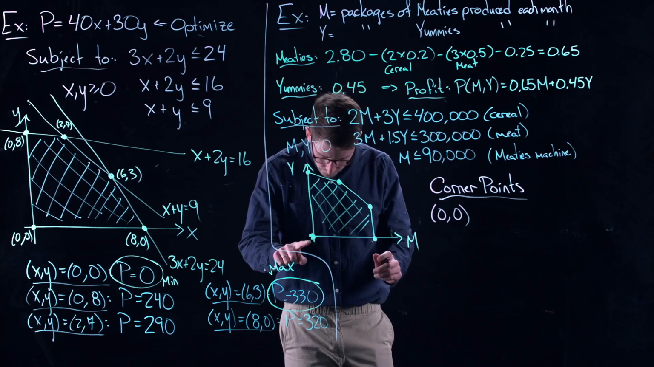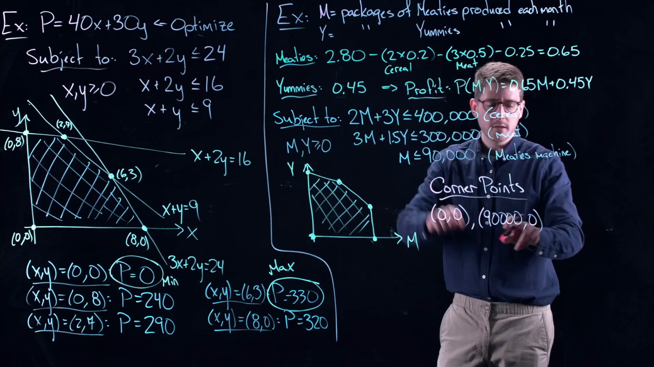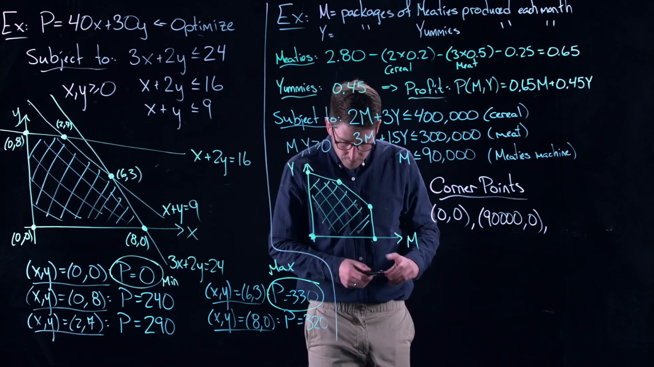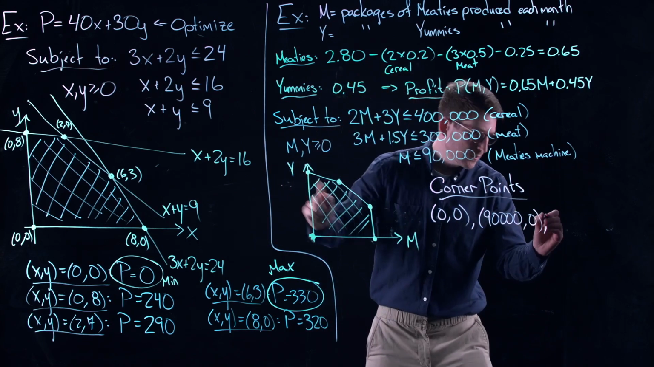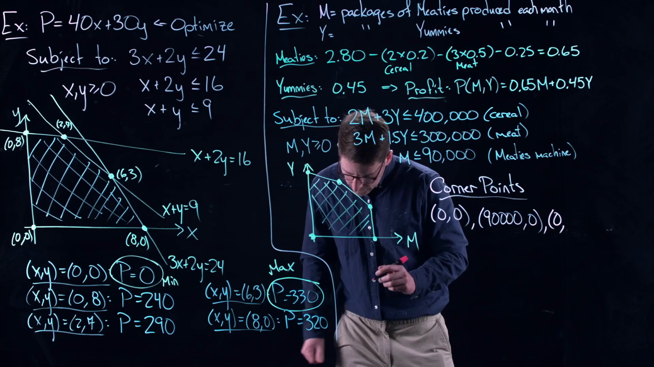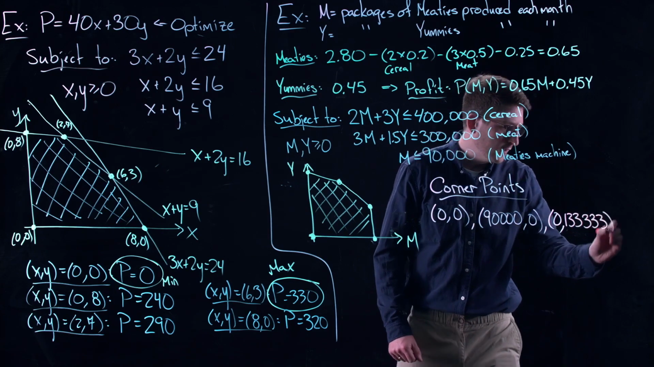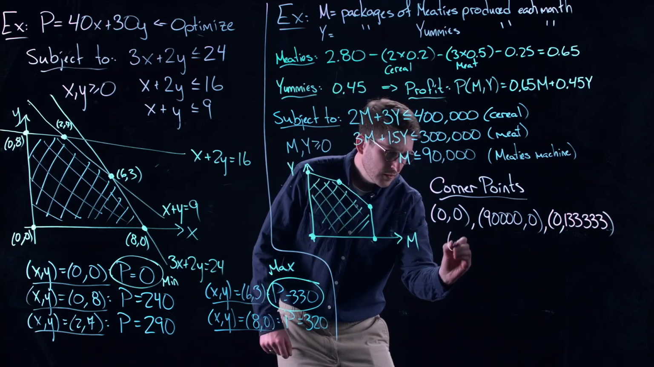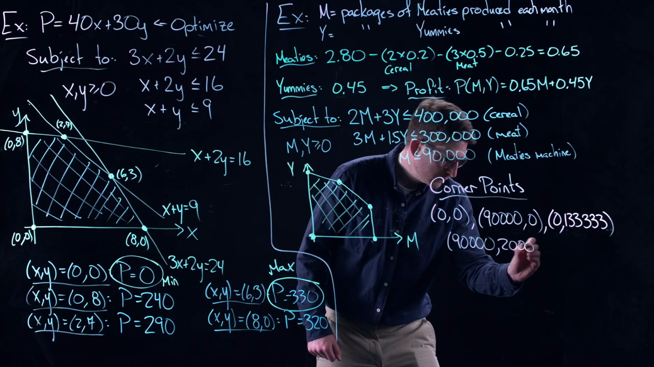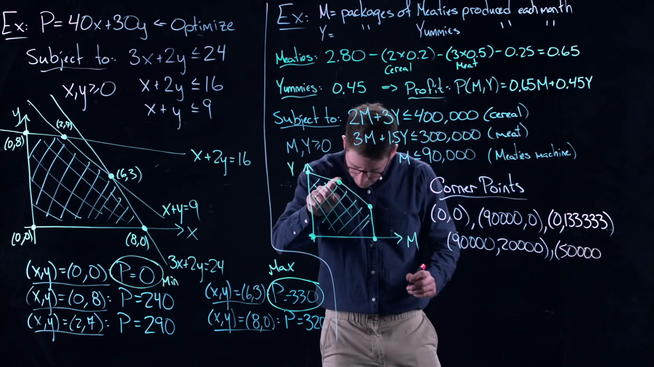One is at the origin. Another one of them is right here, 90,000 comma 0. That's if you just maximize production of the Meaties and don't produce any Yummies. Another one is up here, so that's 0 Meaties and Yummies produced to the maximum here. It's given by these lines, and in this case it is 133,333. It's kind of an ugly number. Then another one is 90,000 comma 20,000, this point right here. And then my last corner point is this one right here, 50,000 comma 100,000.